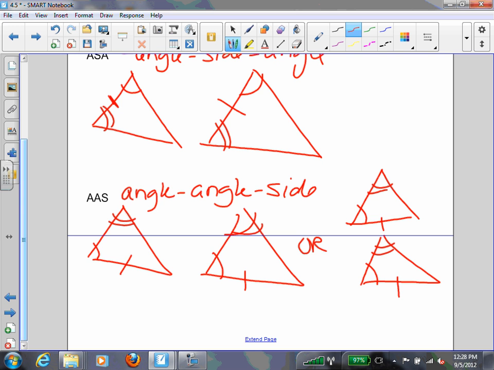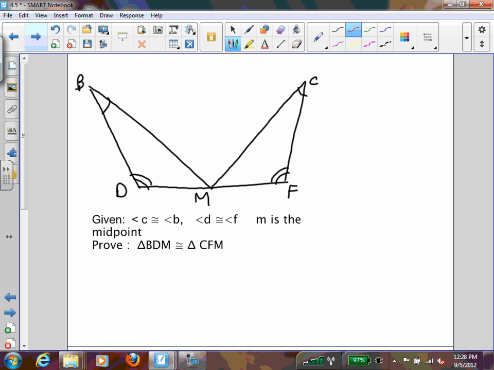Theorems or postulates that you're going to use are these two: angle-side-angle and angle-angle-side. Okay, so we're going to use this now in these two.